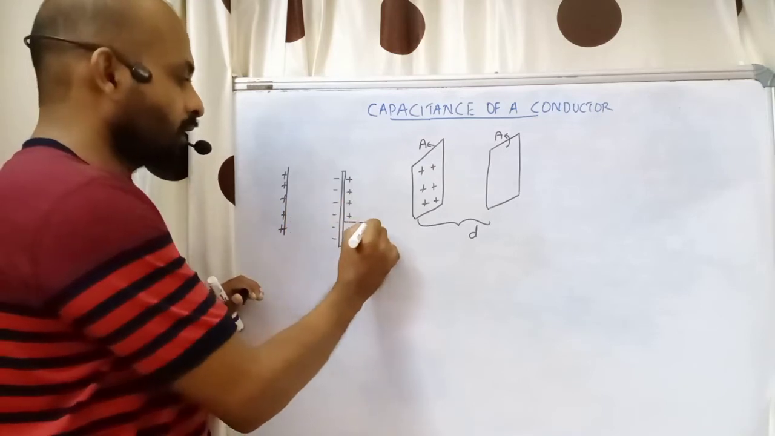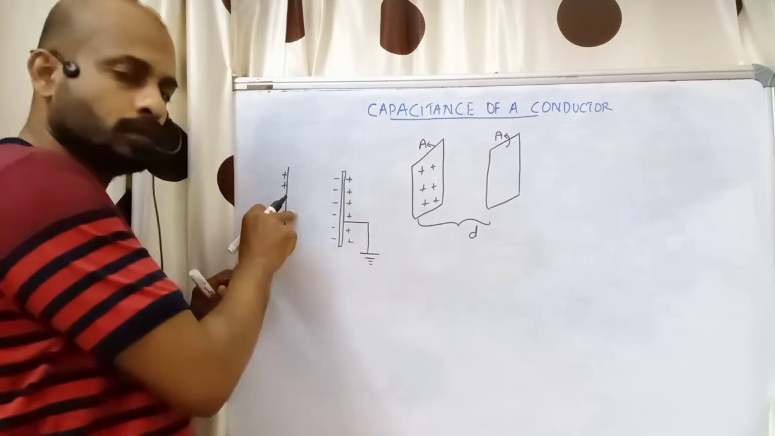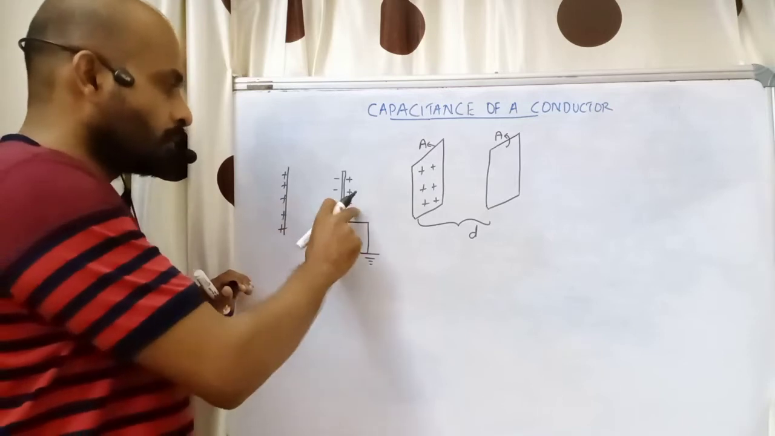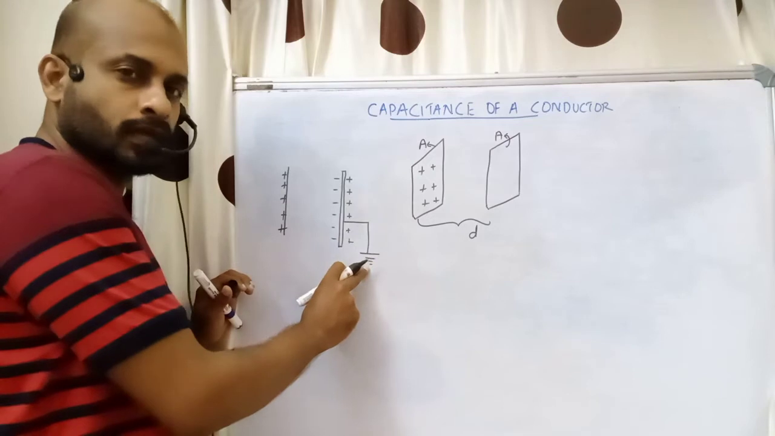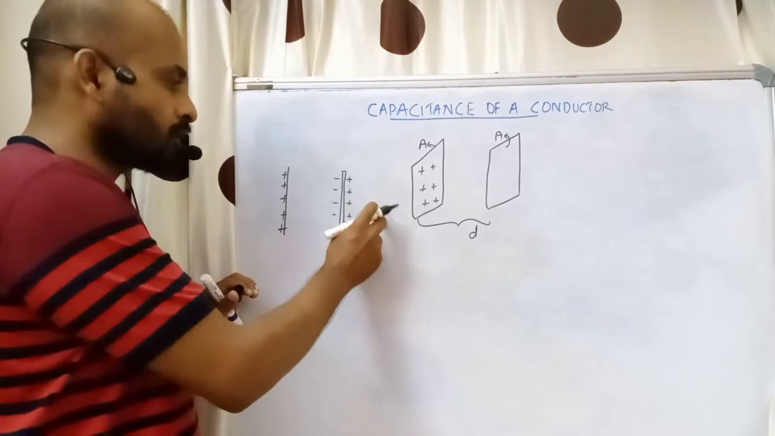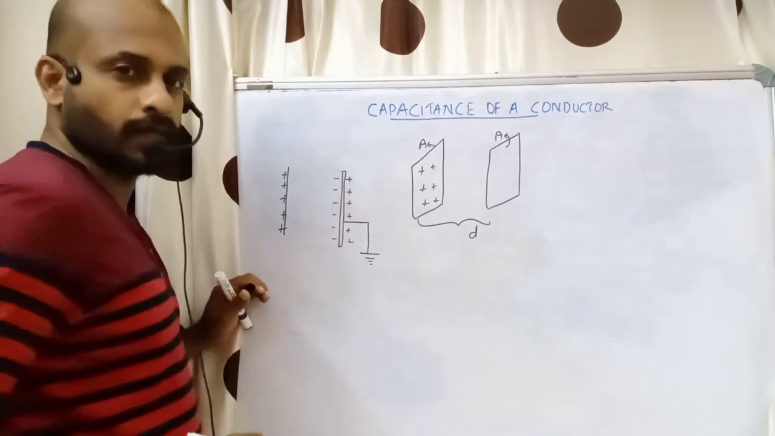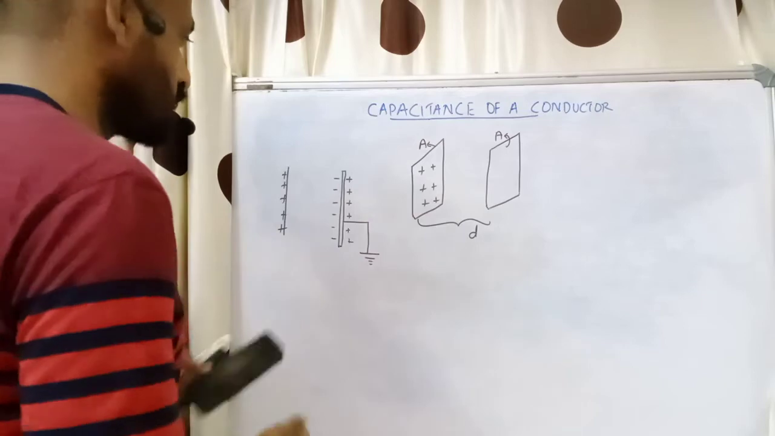Now suppose we connect this side to earth. The minus charge is bound because of the strong attraction of this positive charge, but this positive charge has a repulsion due to the positive. So what will happen when you connect this to earth? Earth will provide a large number of electrons to this side. These positive charges will be neutralized. So due to earthing, the positive charge will be neutralized.